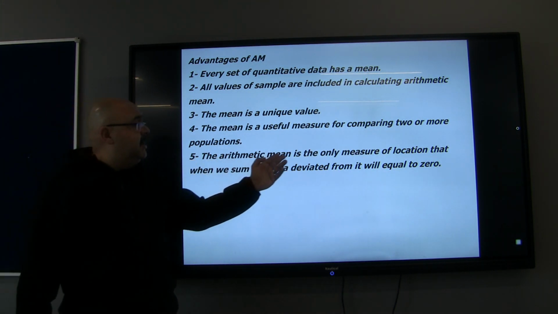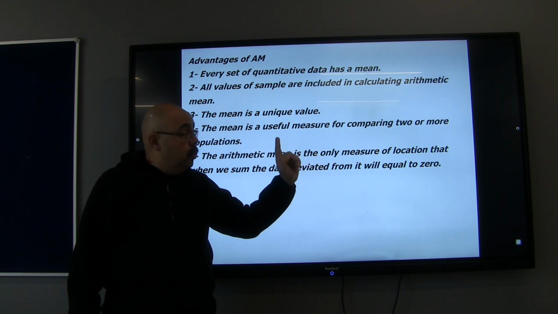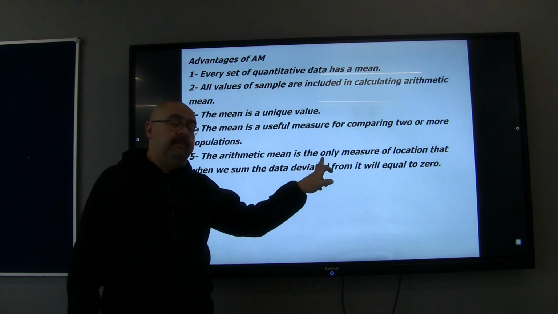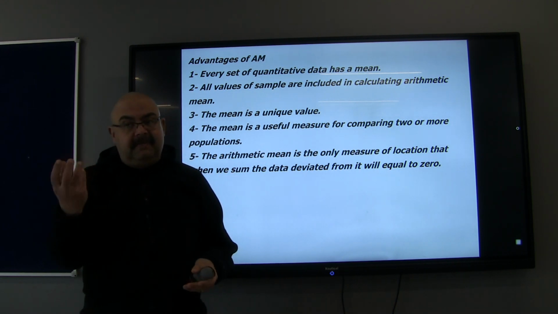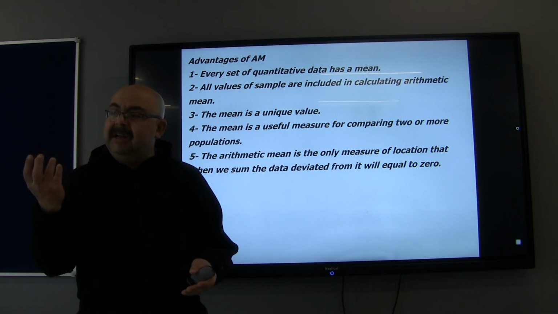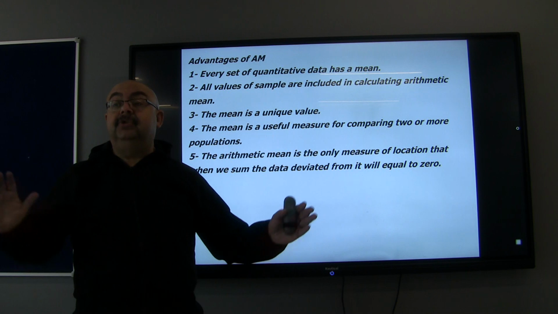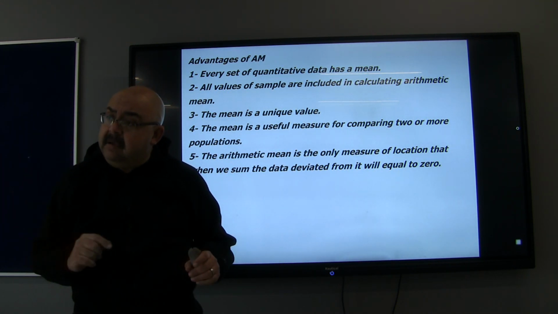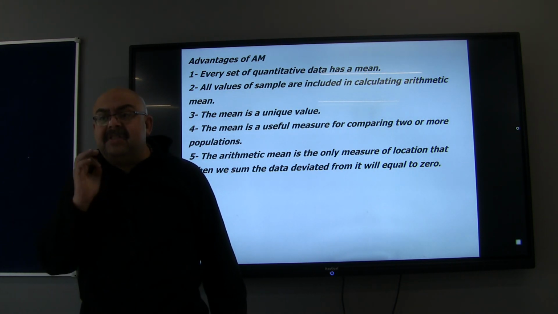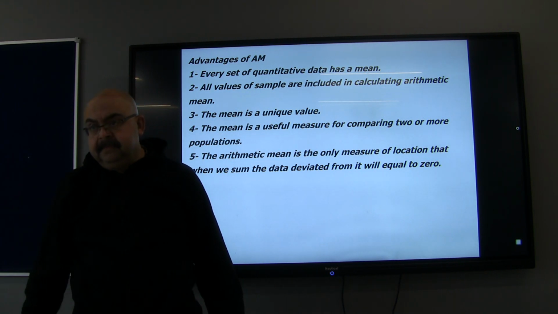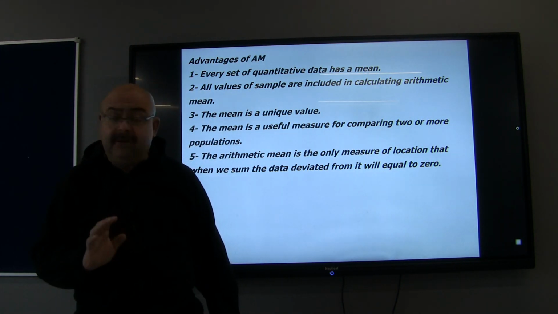Number five, the arithmetic mean is the only measure of location. This is really very important. Once you start summing the deviations of the data from the arithmetic mean, the result will be equal to zero. Meaning, if I get the arithmetic mean and the differences between the arithmetic mean and all the data set, and collect these differences, you will find your value equals what? Zero. And why does that matter? It matters because the arithmetic mean is mathematically in the center of your data. That's a big advantage. Not all of them are like that; they may be shifted to the right or shifted to the left.